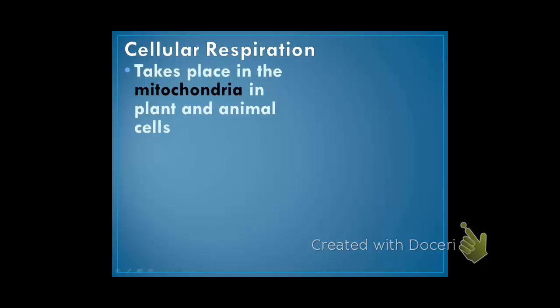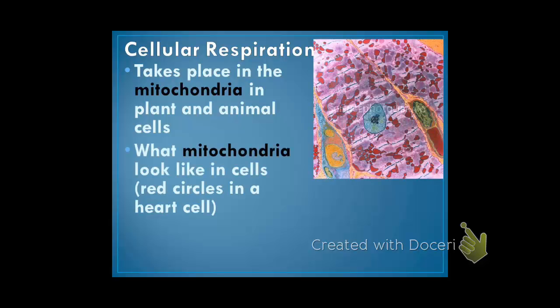Where does respiration take place? Dawson, will you read, please? Takes place in the mitochondria in the plant and animal cells. What mitochondria looks like inside the cell? Red circles and a heart cell. So do you see all of these red circles? Are there a lot or only a few? Each of these little red circles is one mitochondrion.